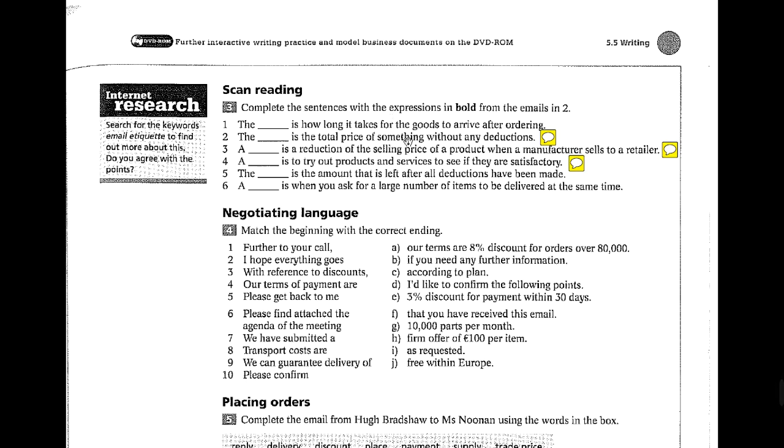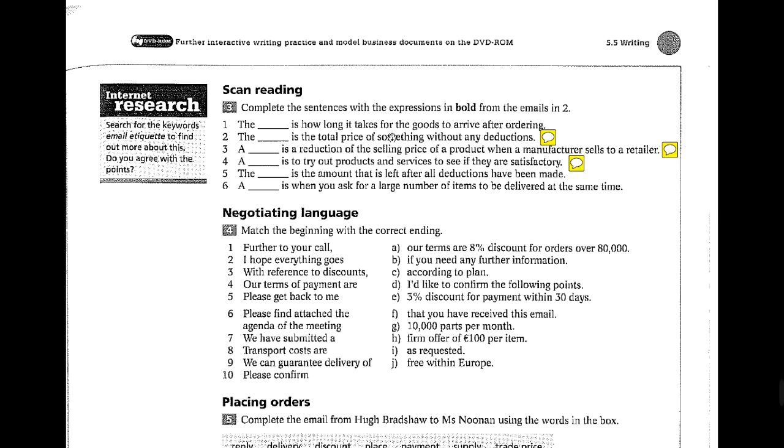While reading it, you have also some new words. You have the word deduction. A deduction is a discount. A retailer, the sales of goods to the public in a relatively small quantity. And satisfactory, it's sufficient for the needs of the case. So let's continue with the completion of this exercise.